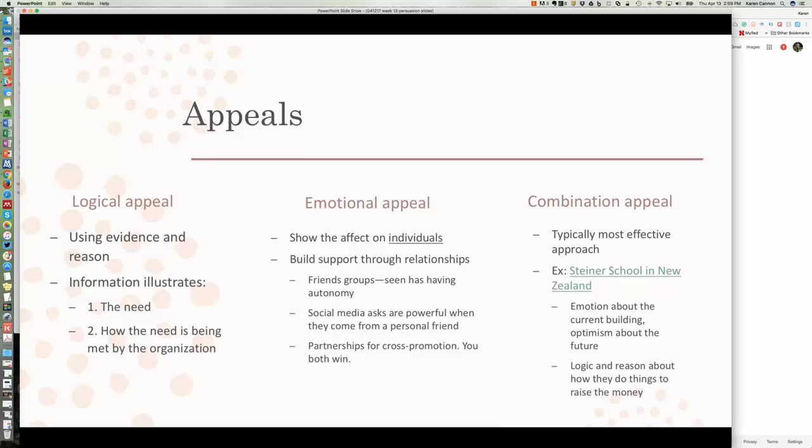So as you can see, there's really two types of appeals and then one combination thereof. So you can see how all those contrast.